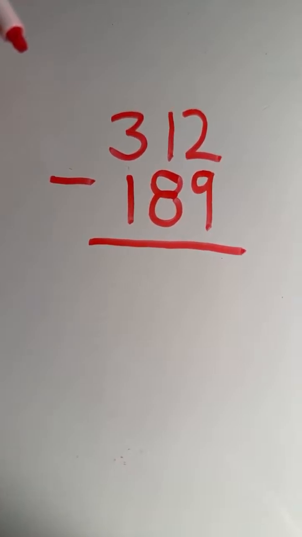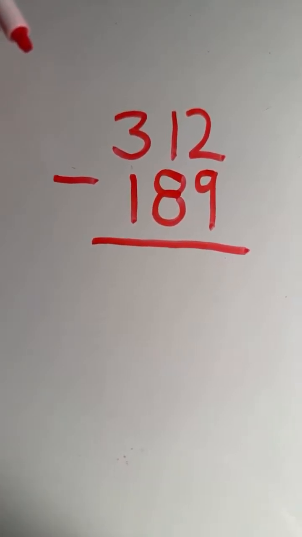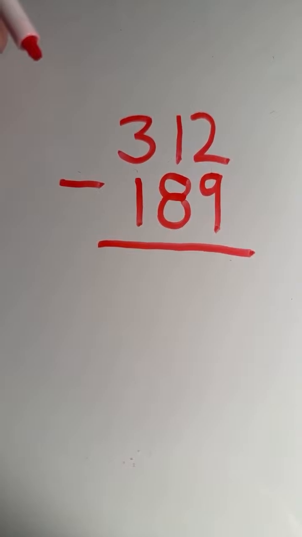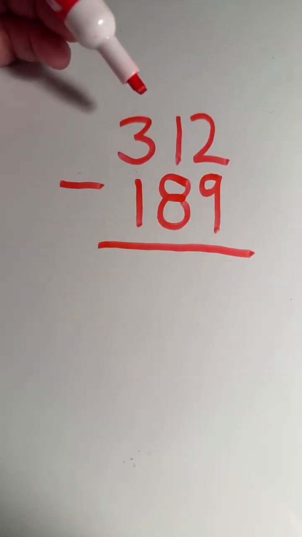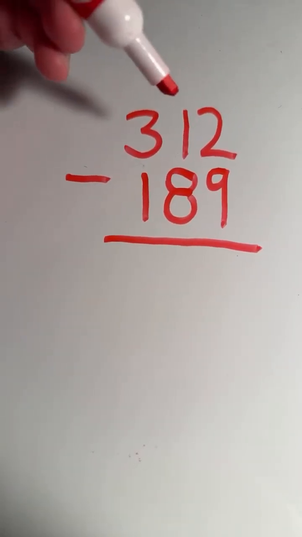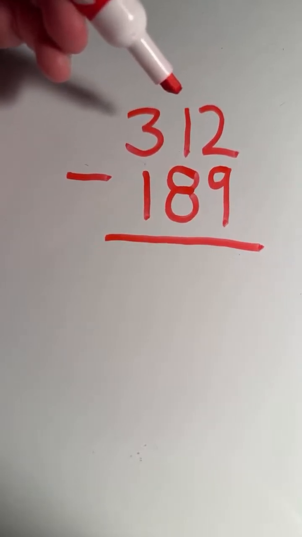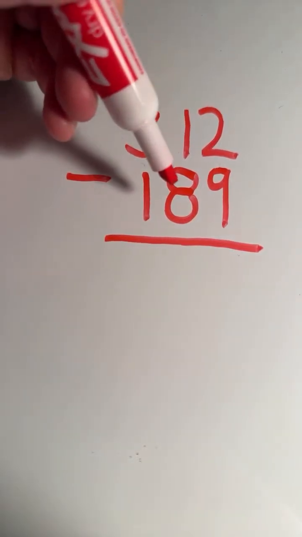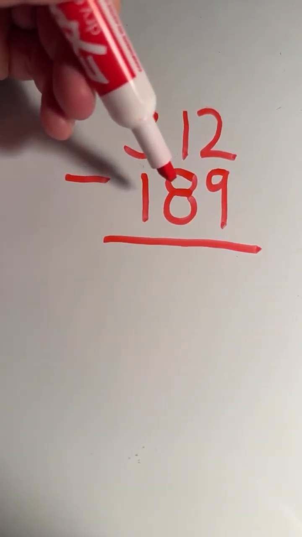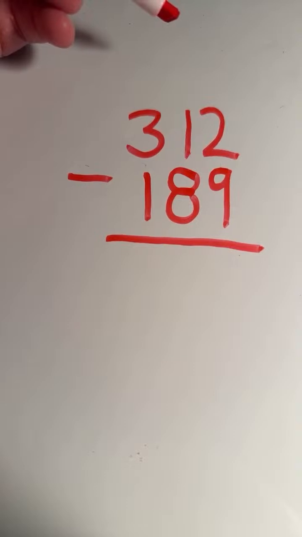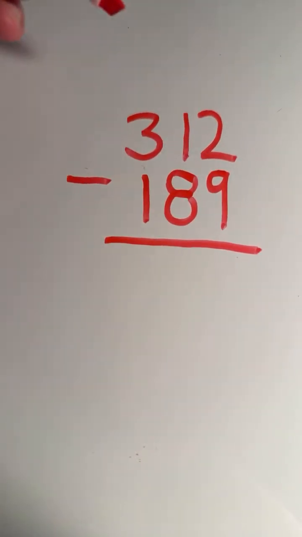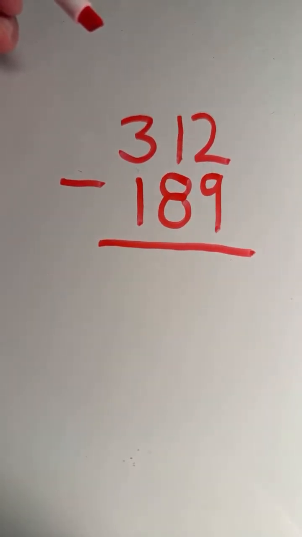The first step is always to see if regrouping is needed, and we regroup whenever there is a bottom digit that is bigger than the top digit. Looking at these two numbers, in the tens place, 8 is bigger than 1. You cannot start out with 1 and take away 8, so we will need to regroup in the tens place. 9 is also bigger than 2. You cannot start out with 2 and take away 9, so we're also going to need to regroup in the ones place.